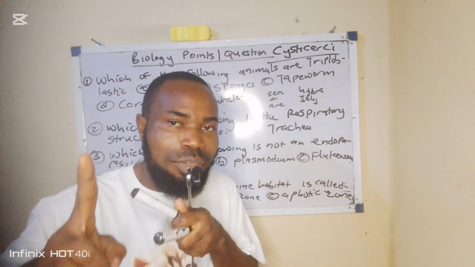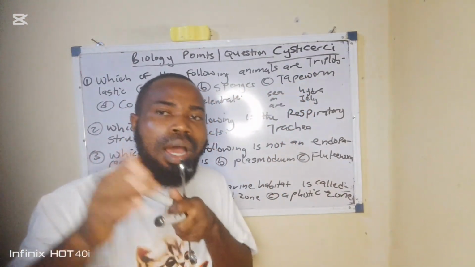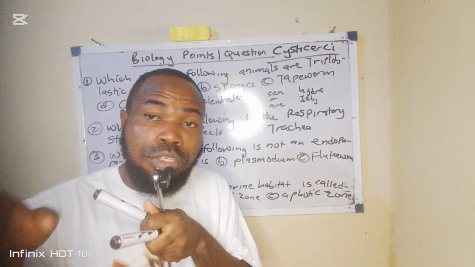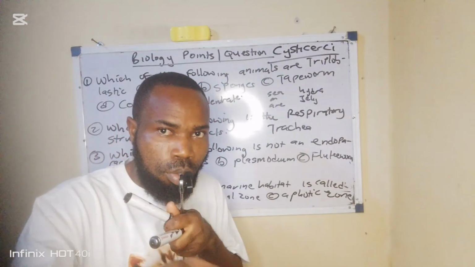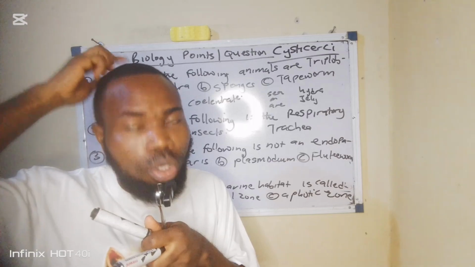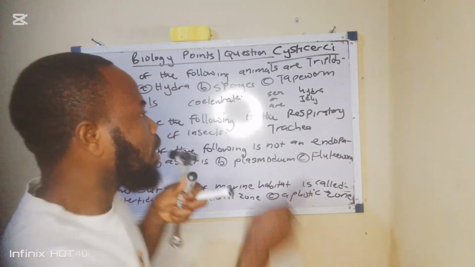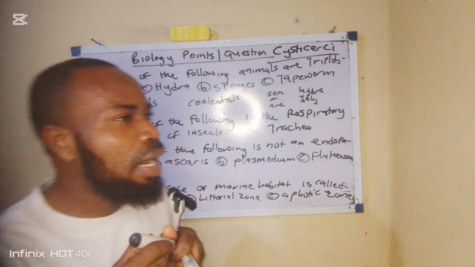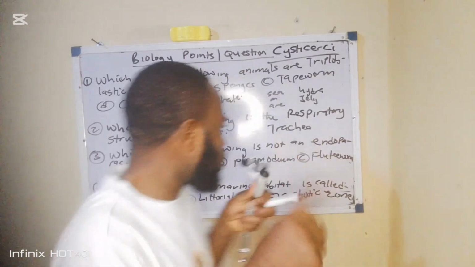You know that spider is not an insect, spider is an arachnid. Spider uses book lungs as a respiratory structure. What about the excretory structure of spider? It also uses Malpighian tubules, just like the insect. Now, talking about spider, let's go to the next question.